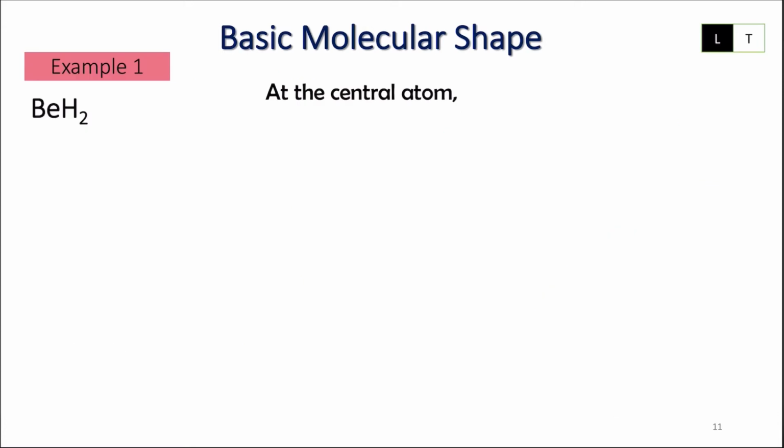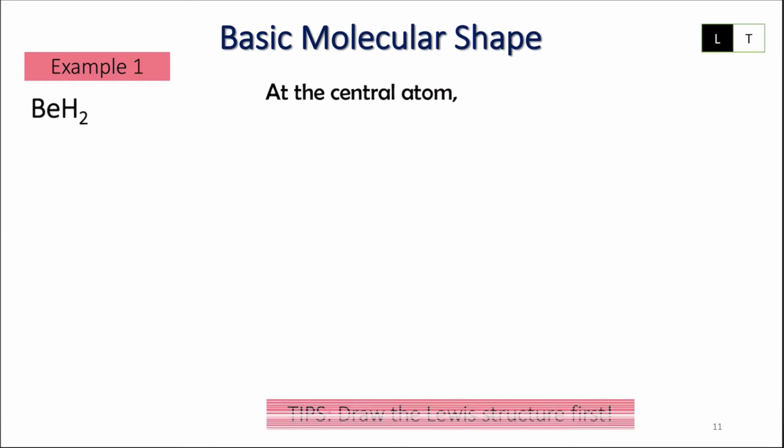First thing first, tips dia adalah kita perlu draw the Lewis structure first. So, I'm going to count all the valence electrons in all atoms here. So, I got beryllium, which is in group 2. So the valence electron is 2. Be equals to 2 electrons. And after that, I got 2 hydrogen equals to 2 electrons. The total is 4 electrons.